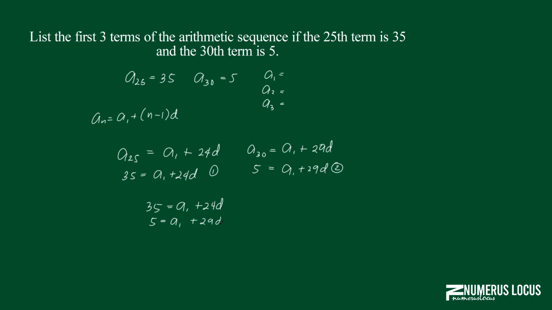We have 35 equals a sub 1 plus 24d, and the second equation is 5 equals a sub 1 plus 29d. We can subtract these two equations so that we can eliminate a sub 1. By subtraction, we have 35 minus 5 is 30. A sub 1 minus a sub 1 is cancelled out. And then we have 24 minus 29 is negative 5d. Then we divide both sides by negative 5. Therefore, our d, the common difference, is 30 divided by negative 5, which is negative 6.